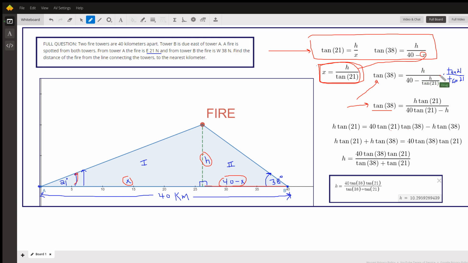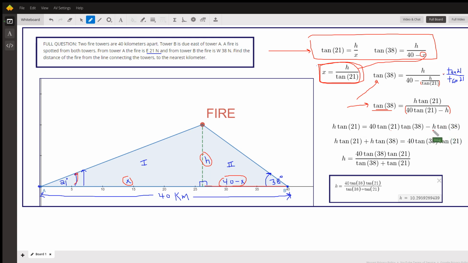The way I would do it at this point is to multiply numerator and denominator of this complex fraction by this denominator in order to turn it into a simple fraction, which is what this is right here. Then to solve for h, we'll clear the equation of fractions by multiplying both sides by this denominator. That leaves h tangent of 21 in the numerator, and over here we'll distribute tangent of 38 times each term of this denominator, giving us 40 tangent 21 tangent 38 minus 8 h tangent of 38.